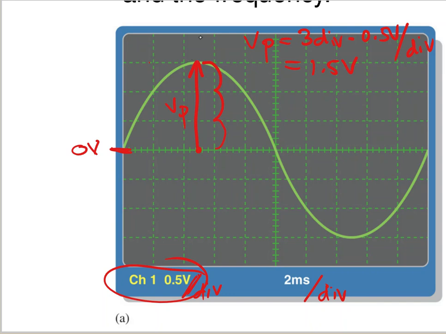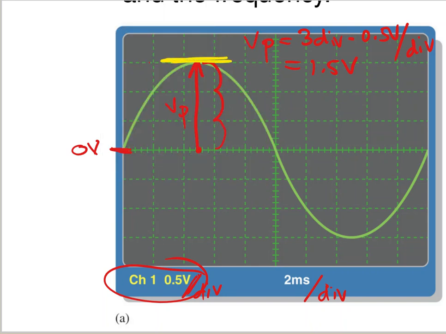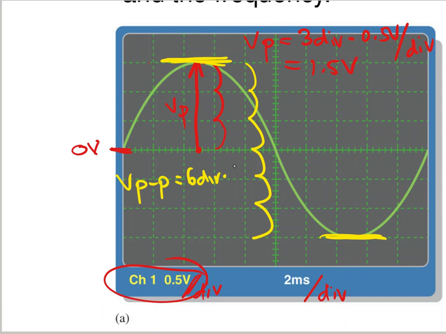Now for V peak to peak, I could double that number, but to measure from the scope, what I'm going to do is measure from here to here. So that is 1, 2, 3, 4, 5, 6. So V peak to peak is 6 divisions times 0.5 volts per division. The units of division cancel out, and I'm left with 6 times 0.5 volts, which is 3 volts. So my peak to peak voltage is 3 volts.